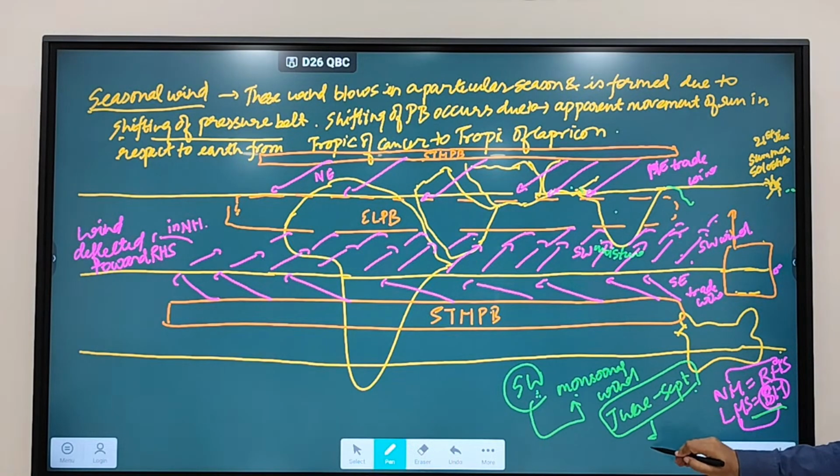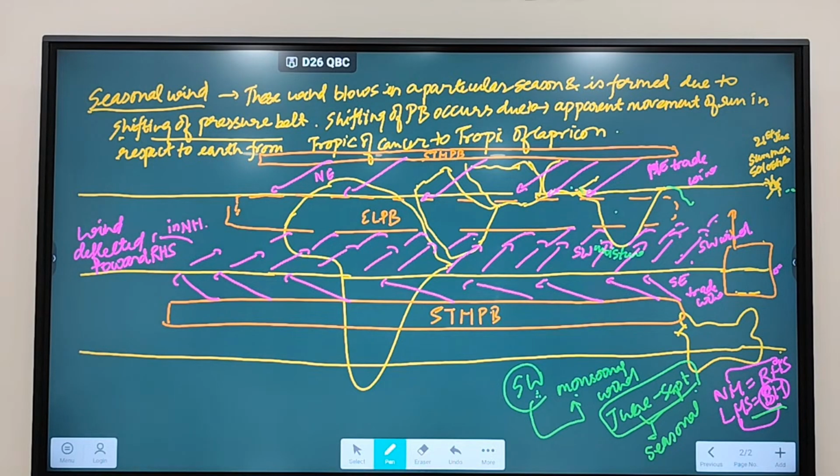Fine. So that's why this is called what? This is called a seasonal wind. Why is it called a seasonal wind? Because it blows in a particular season between June to September. Now, when the sun comes back to the equator, at which time does the sun come back to the equator? When equinoxes occur. Spring equinox and autumn equinox, two types of equinoxes we have discussed.